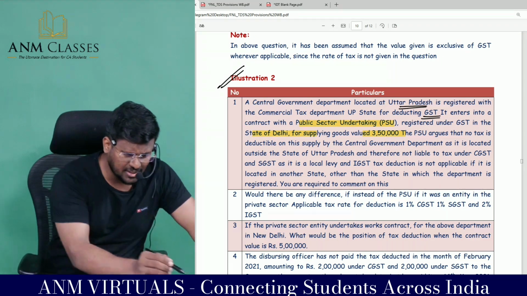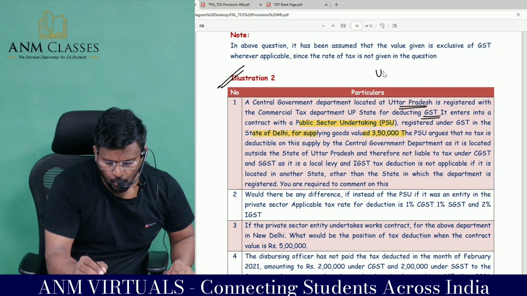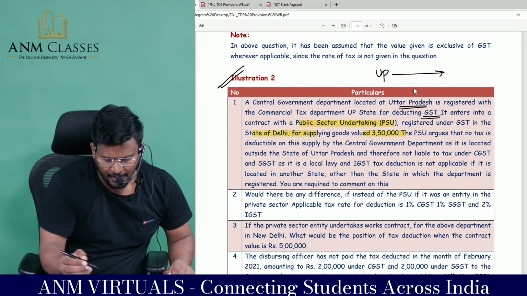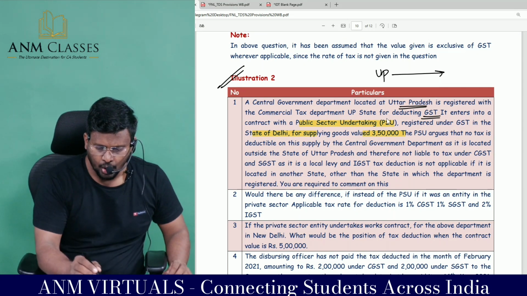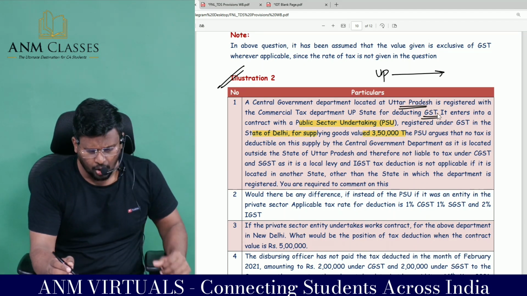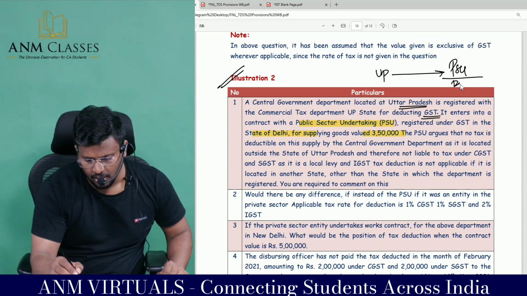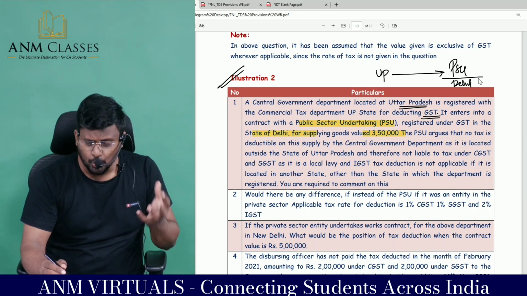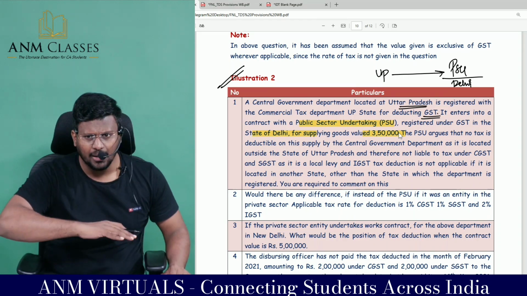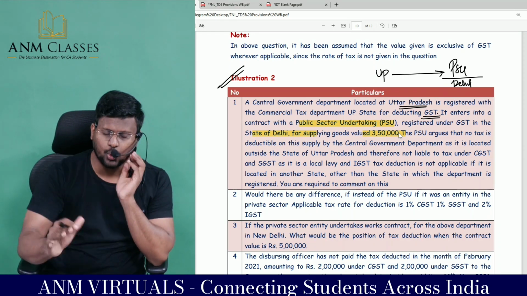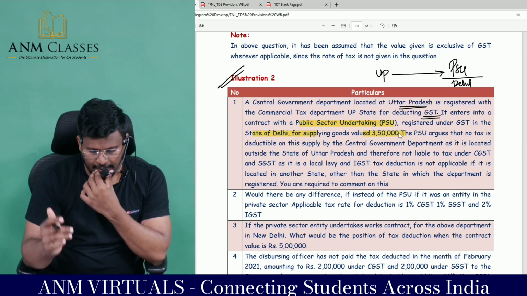3,50,000. So there are two people here. Central government department. So there is a government department located in what? Uttar Pradesh. Is registered with the Commercial Tax Department UP. So they are under the Commercial Tax Department UP for deducting TDS. It entered into a contract with whom? Public sector undertaking. Registered under GST where? In Delhi. For supply of goods valued how much? 3,50,000. Fine. So they have entered into a supply. My question to you, who is going to supply goods to whom? PSU is going to supply goods to the Uttar Pradesh government.